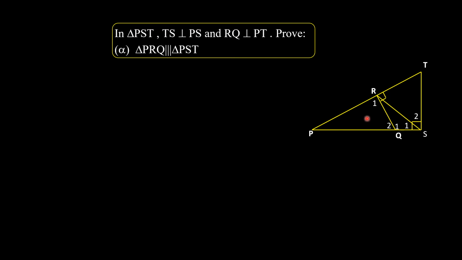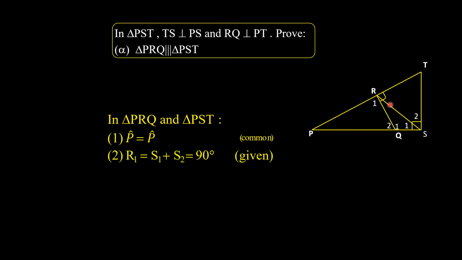We locate the triangles PRQ and PST. Both are right angled triangles. You can see 90 degrees there. So the first angle, let us concentrate on angle P. Angle P is a common angle for both triangles. So we write angle P equal to angle P, common.